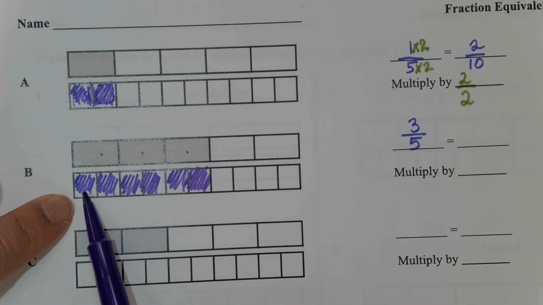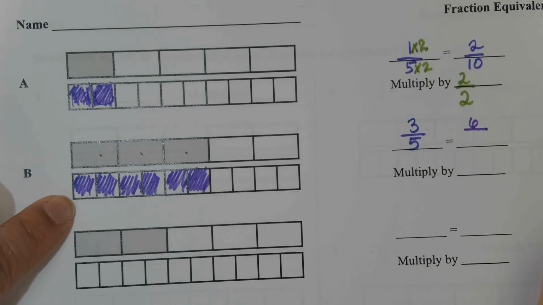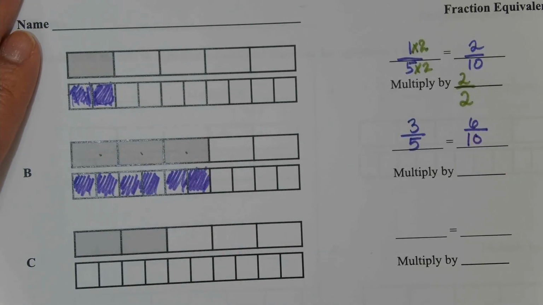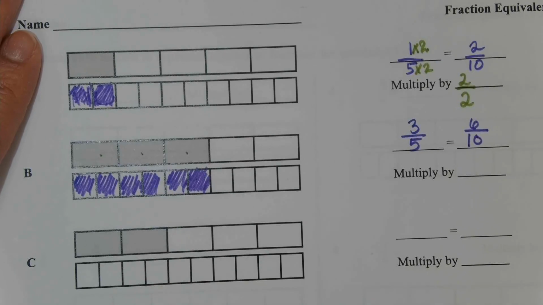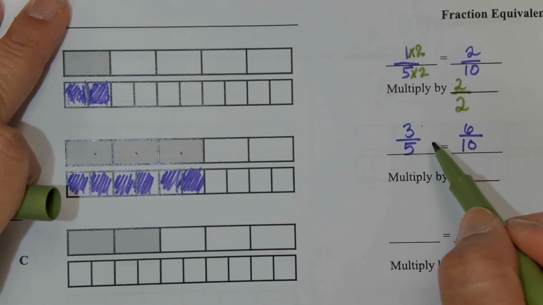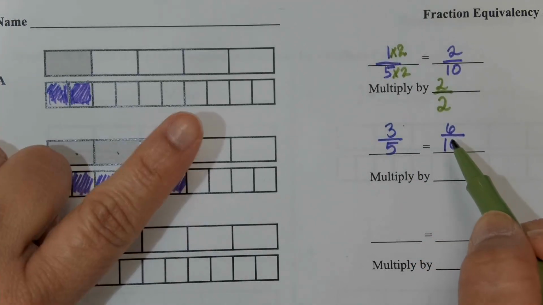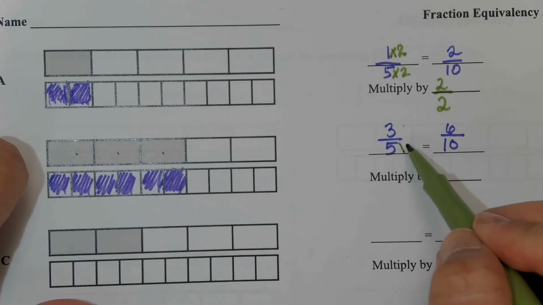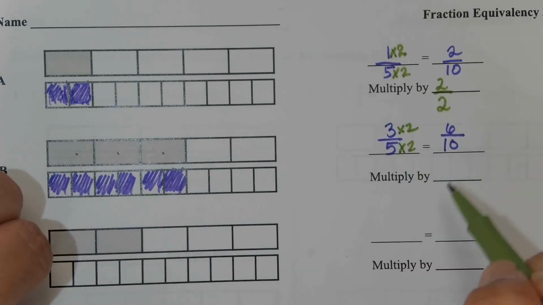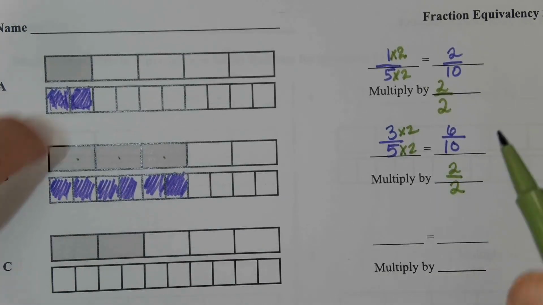So I ended up shading 1, 2, 3, 4, 5, 6. And we said our denominator was 10. So 3/5 equals 6/10. What can I do mathematically? Well, I can multiply my numerator and my denominator by the same number. So 5 times what equals 10? 5, 10. 5 times 2 equals 10. 3 times 2 equals 6. So I multiplied by 2/2.